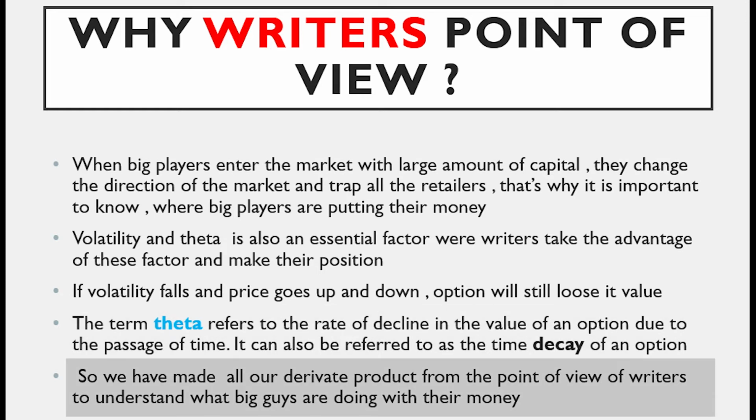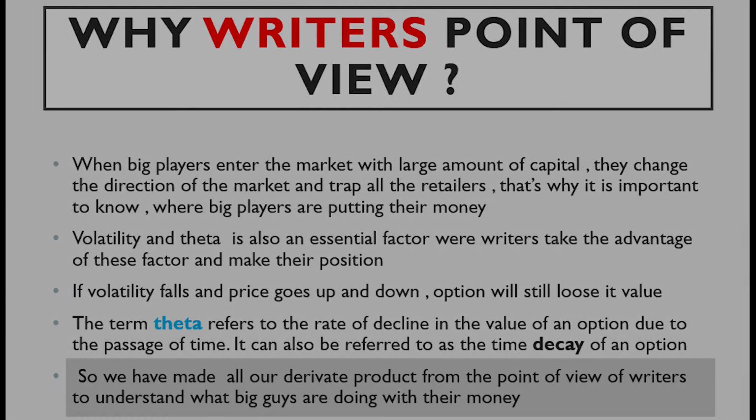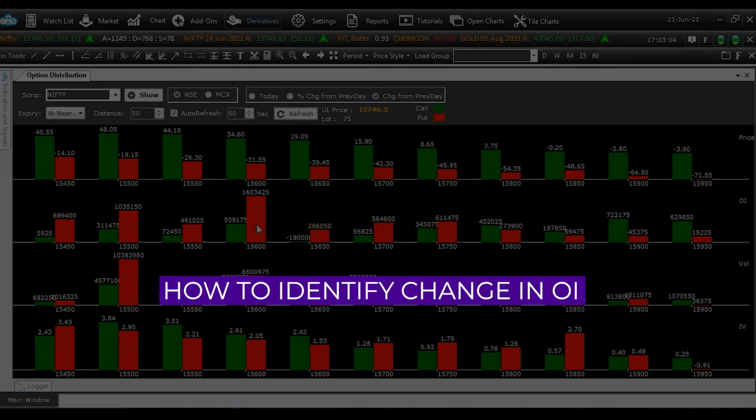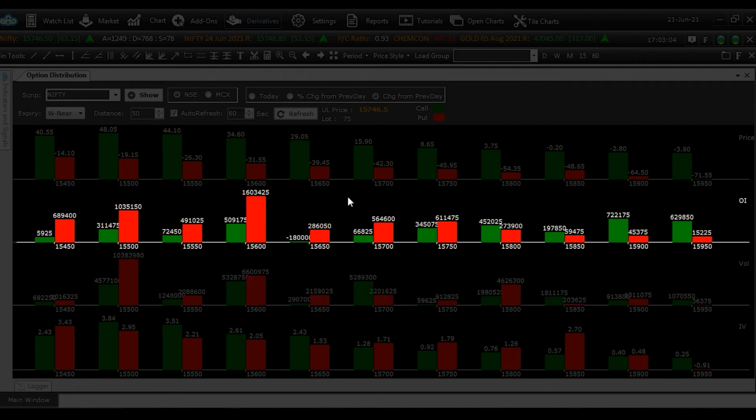So we have made all our derivative products from the point of view of writers, to understand what the big guys are doing with their money. Now let's start with change in OI. As we can see, 15,750 and 15,800, the market lies over there.